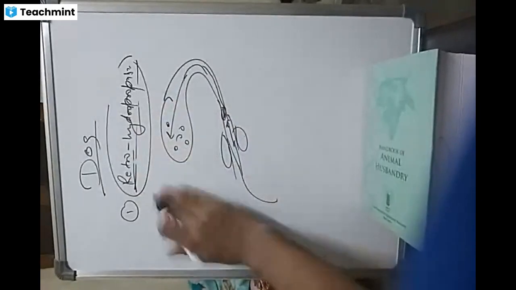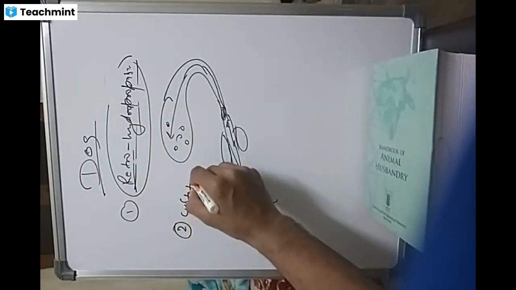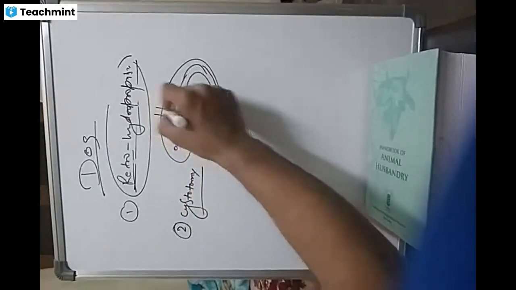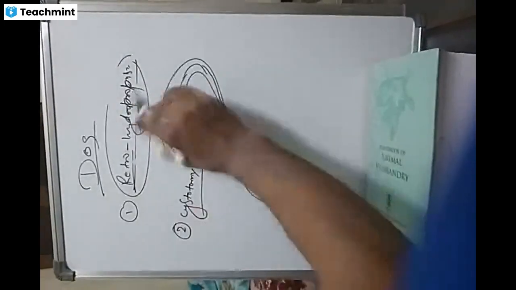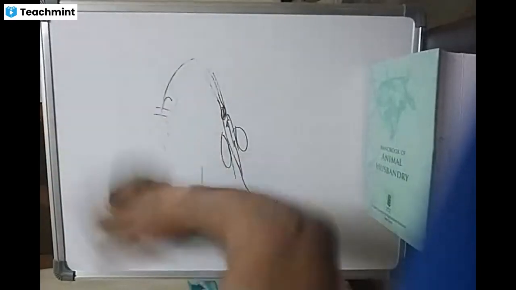After this, the second step in case of dog was cystotomy, means you make one incision here and bring the calculi out. This was in case of dog. Now we'll see in case of ruminant.